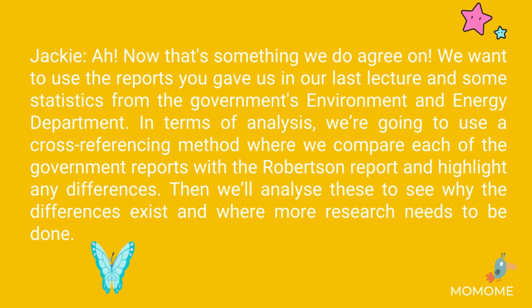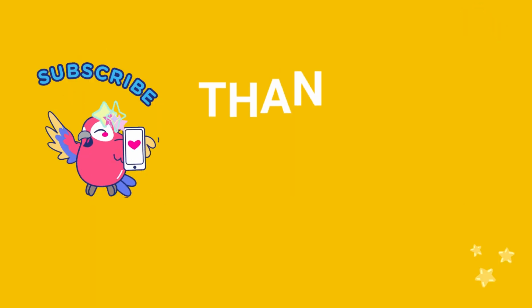We want to use the reports you gave us in our last lecture and some statistics from the government's Environment and Energy Department. In terms of analysis, we're going to use a cross-referencing method where we compare each of the government reports with the Robertson report and highlight any differences. Then we'll analyse these to see why the differences exist and where more research needs to be done.